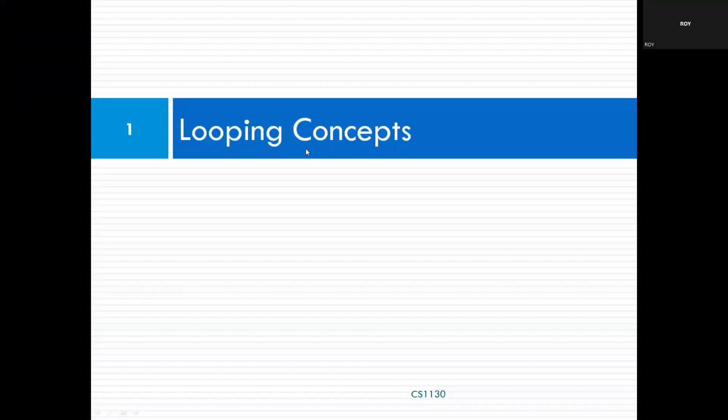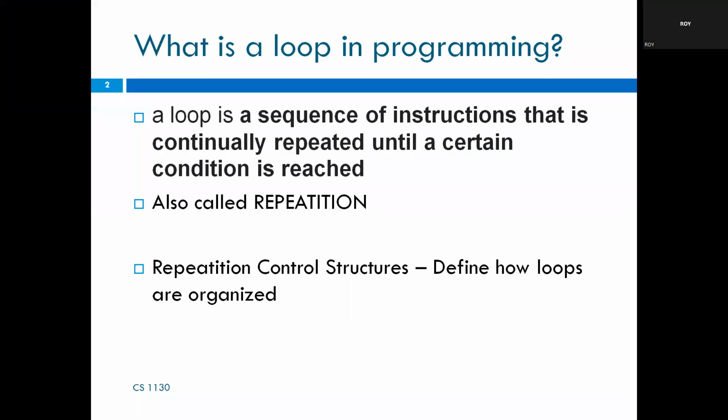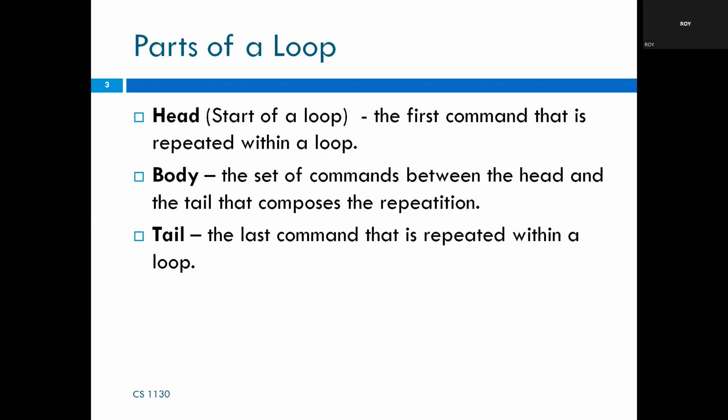You can download this as looping concepts in our Daigler site. What is a loop in programming? A loop is a repetition. It's a sequence of instructions that is repeated until a condition is reached. It's also called a repetition. Repetition control structures in programming languages define how loops are organized. There are two main organizations of loops.